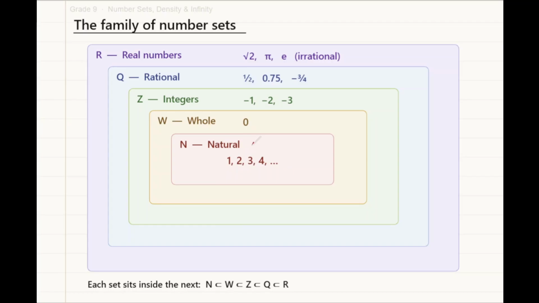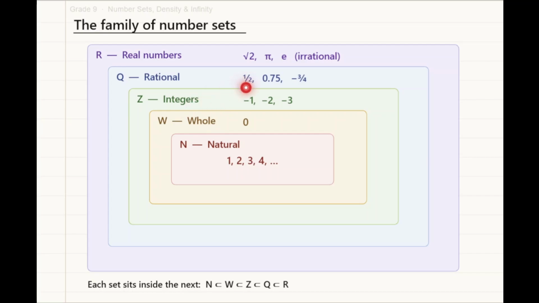If you add 0 to the natural numbers, what you get is whole numbers. The whole numbers contain 0 as well as the positive numbers. Now when you add negative numbers to the whole numbers, you get integers. So the integers contain the negative numbers, the number 0 and the positive numbers.